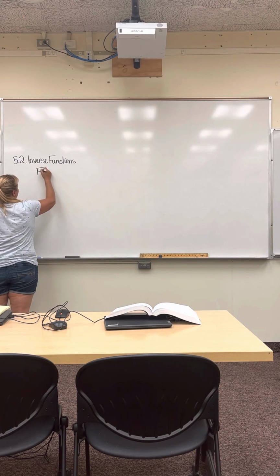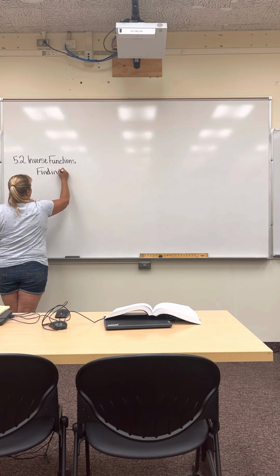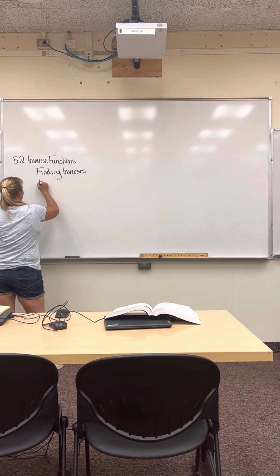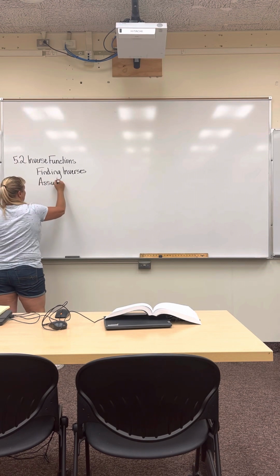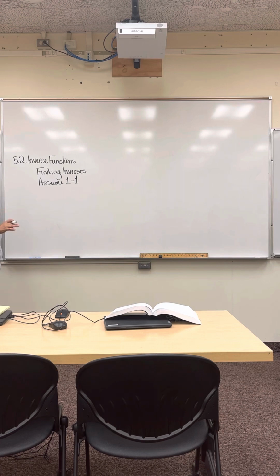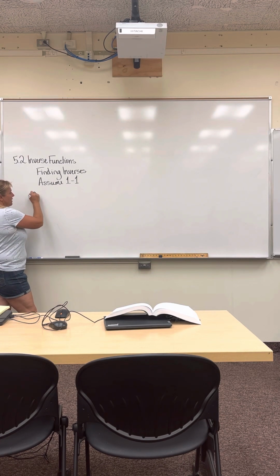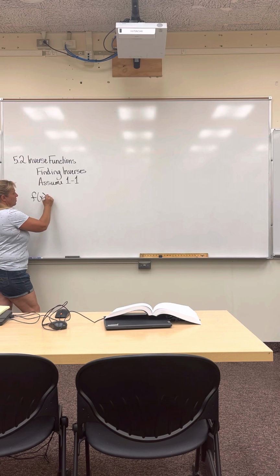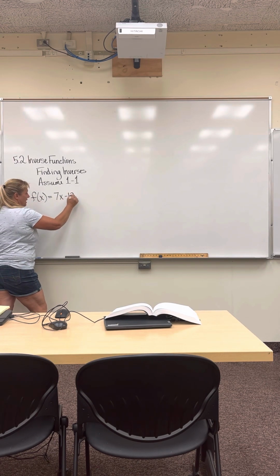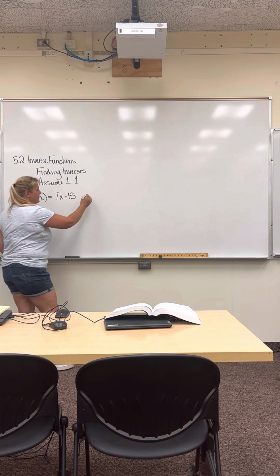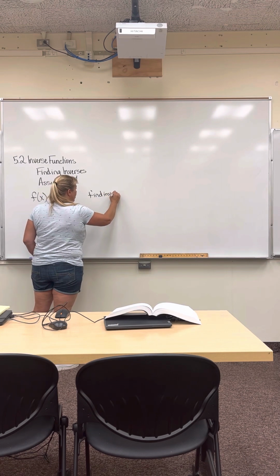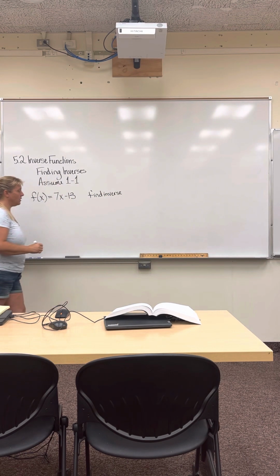So finding inverses. At this point, we're going to assume one-to-one. So we don't need to do what we were doing in the first part. We're just going to find the inverse. So let's say that f of x was equal to 7x minus 13. And someone said, find the inverse. Now let me assure you that it is one-to-one. It does pass the horizontal line test.